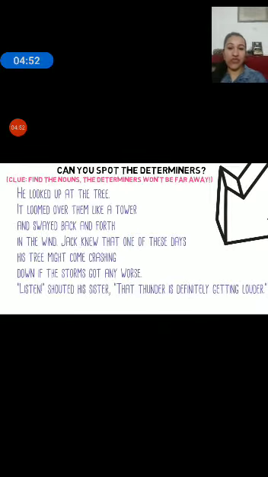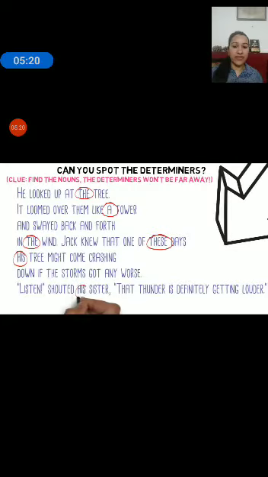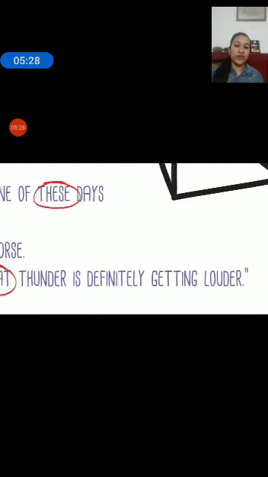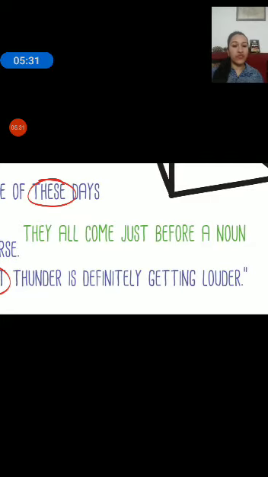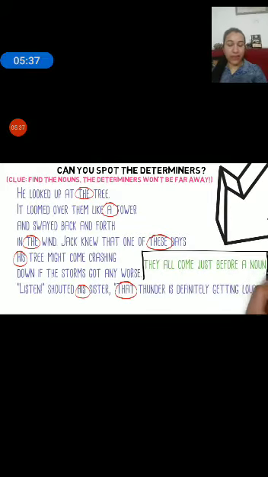Take a look at the first sentence. He looked up at the tree. Specific determiner, the tree. You're talking about a specific noun. It loomed over them like a tower. So your next determiner is a tower. In the wind. One of these days, his tree, his sister, possessives, that thunder, demonstrative, is definitely getting louder. So you see, every time they've come just before a noun. So easy to spot. I hope you can find your determiner easily.